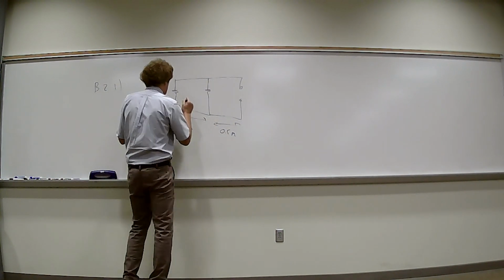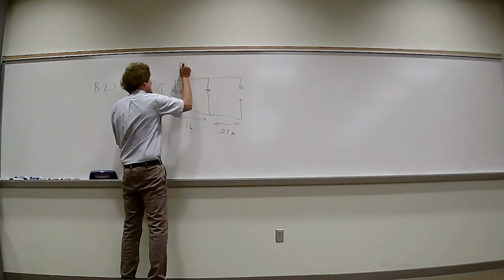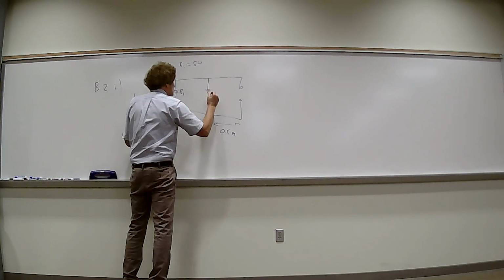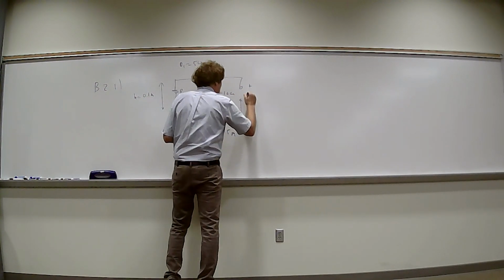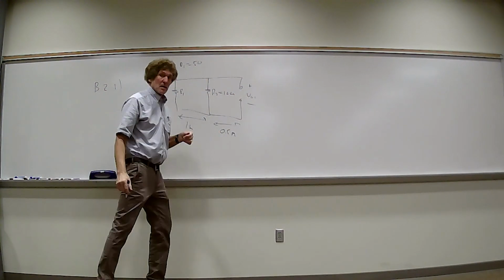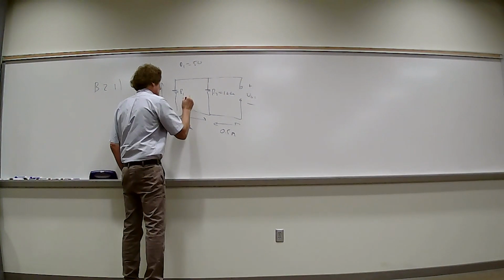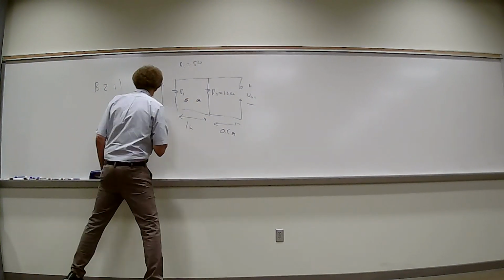All right, and what's this resistance? Call it 50 ohms. What's that? 50 ohms. And what's this resistor? 100 ohms. And then the B field's going into the board. So I've got a B field going into the board, everywhere uniform.